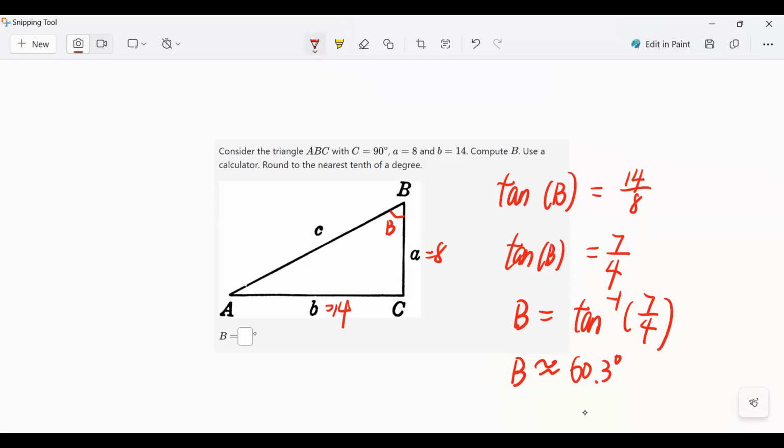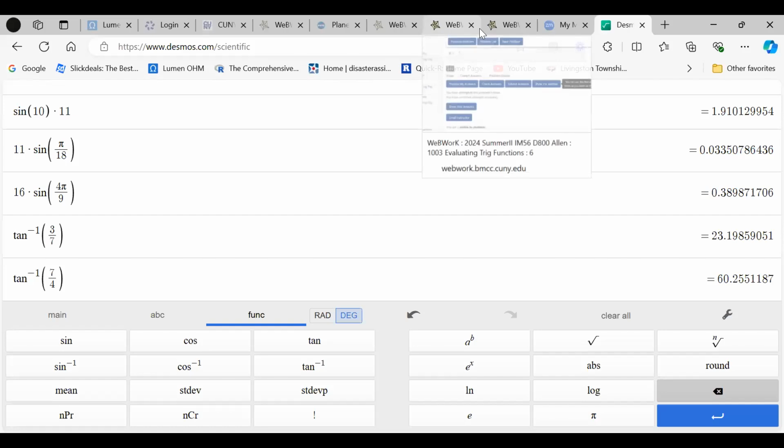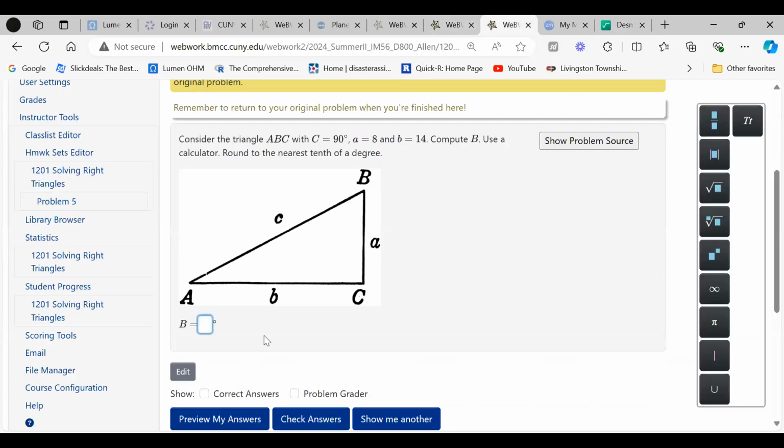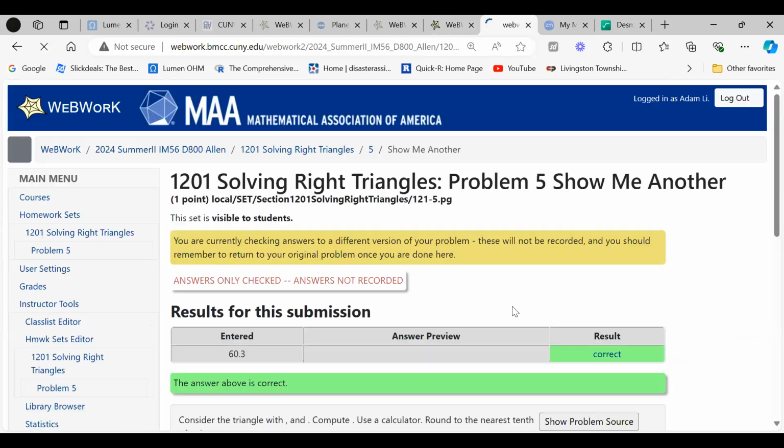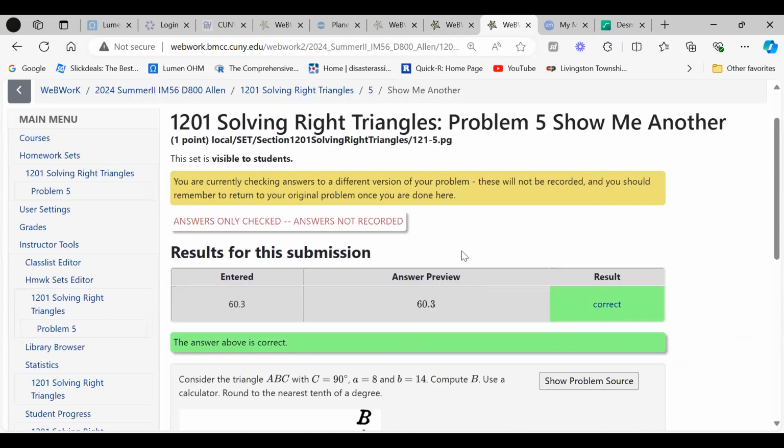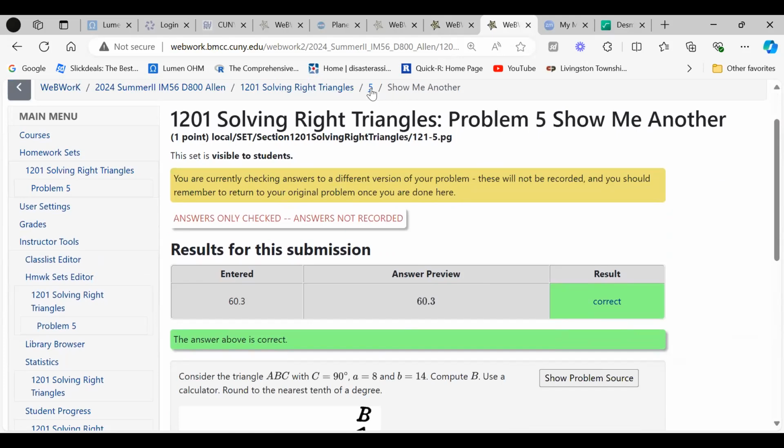All right, so going back to the bubble, 60.3 degrees. I check it. It's the correct answer. Any questions?